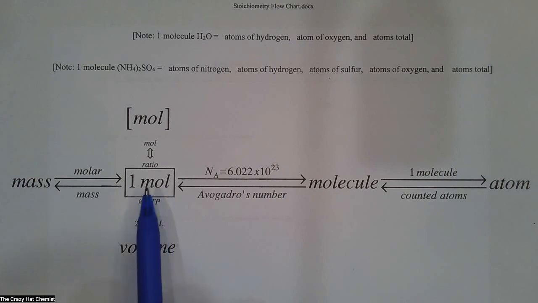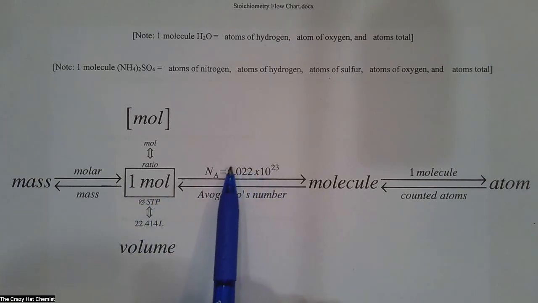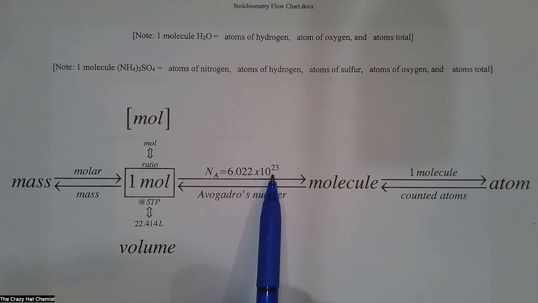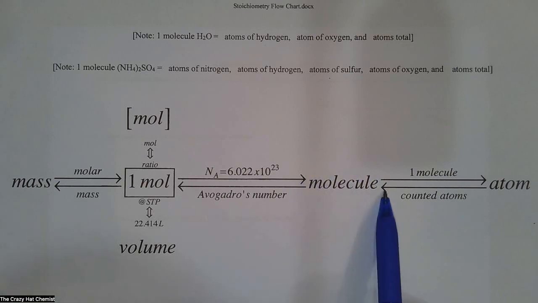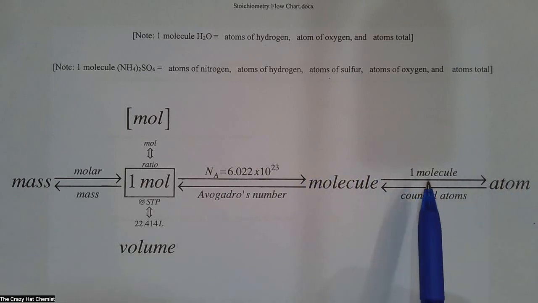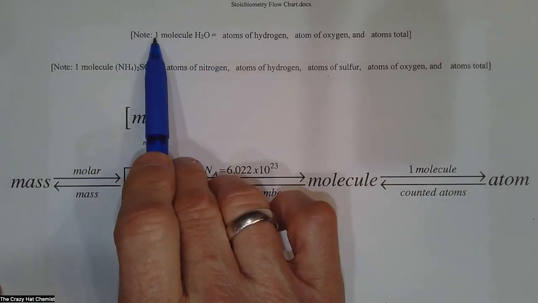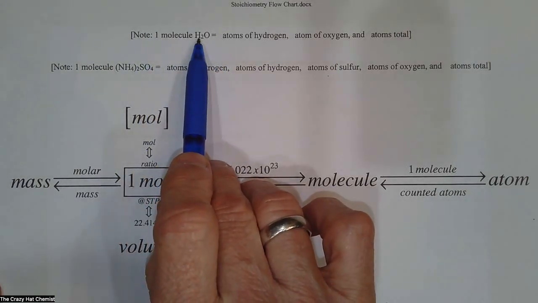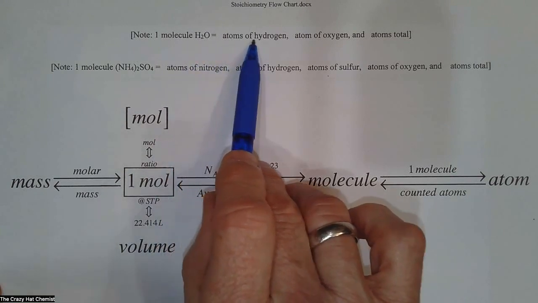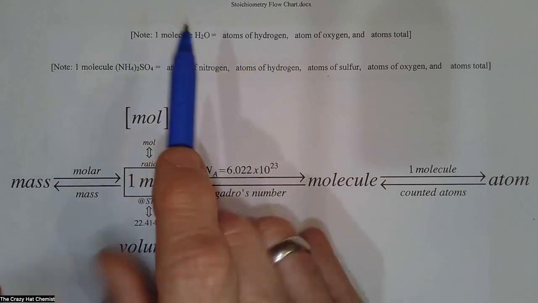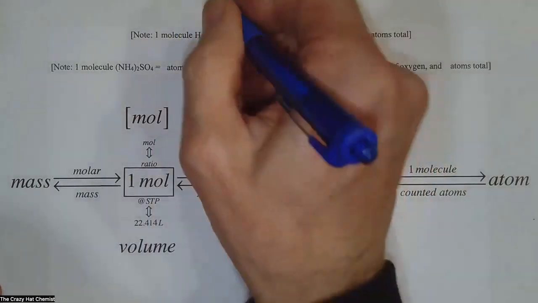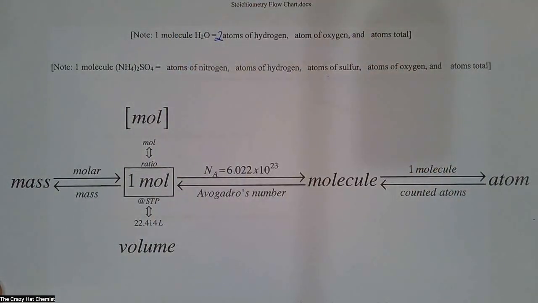Going from moles to molecules, you're going to be using Avogadro's number, and we're going to be using this number, 6.022 times 10 to the 23rd. That is Avogadro's number. Going from molecules to atoms, it will be 1 molecule and a counted number of atoms. And so if you look here at the very top, it says 1 molecule of H2O is equal to how many atoms of hydrogen? Well, how many atoms of hydrogen do you see? There are 2. So this would be 2 right there like that.